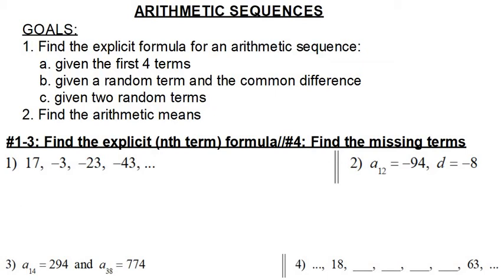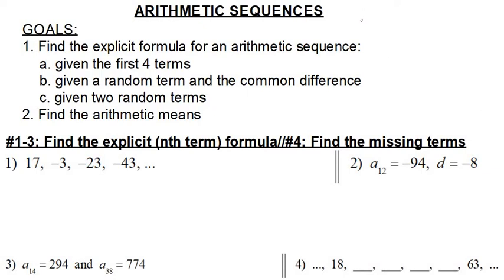All right, in this set of examples, we want to take a bunch of arithmetic sequences and we'll be given different pieces of information about them. So either they'll give us the first four terms, or they'll give us some random term and the common difference, or they'll give us two random terms. And in every case, we want to come up with the explicit formula.